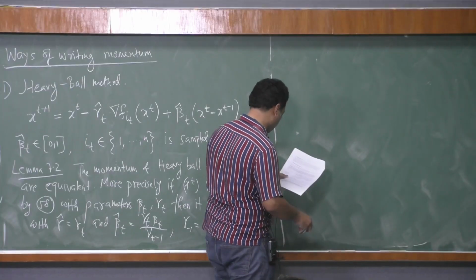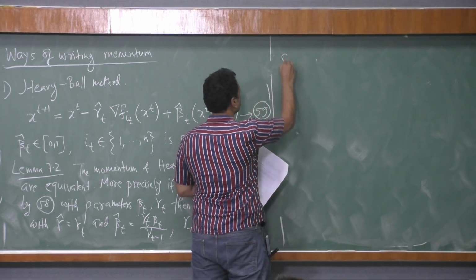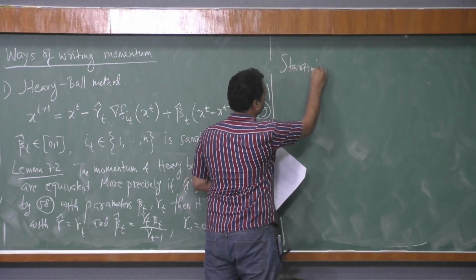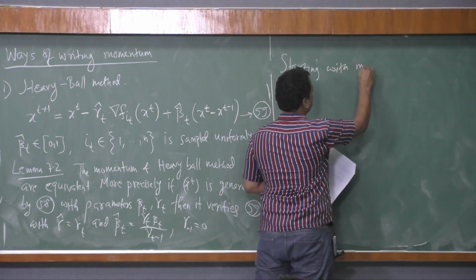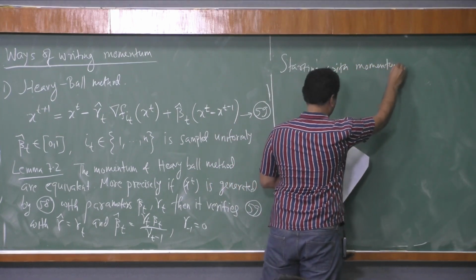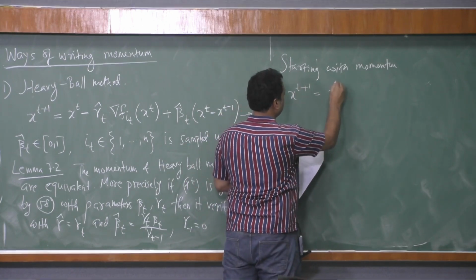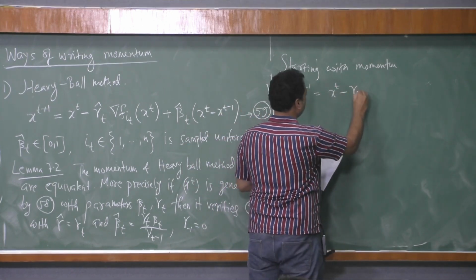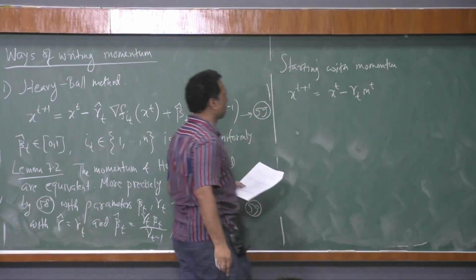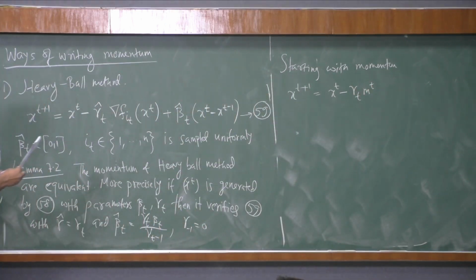So then let us start from the momentum, right? So starting with momentum. The momentum update was x_{t+1} = x_t - gamma_t m_t, and we will substitute the m_t from equation 58. Because we are starting from the momentum, we will use whatever steps are there in the momentum.